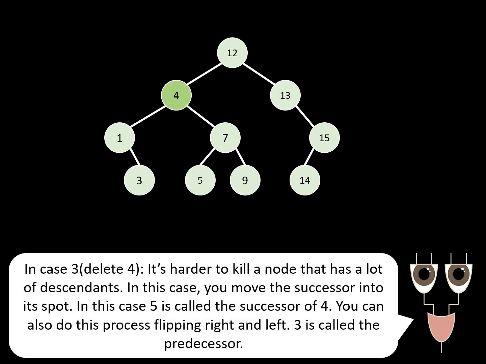In case 3, such as deleting number 4, it's harder to kill a node that has a lot of descendants. In this case, you move the successor into its spot. In this case, 5 is called the successor of 4. You can also do this process flipping the right and left. 3 is called the predecessor.